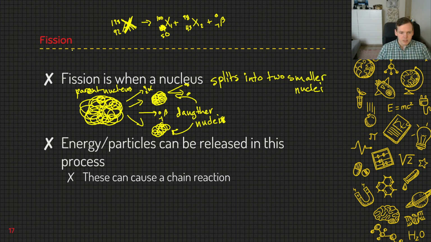Now, like we said, this might cause a chain reaction. So we might have one decay that shoots off some beta particles that causes another decay, that shoots off some beta particles and causes another decay. And you can see how this exponentially expands. And this is what we call a nuclear reaction.